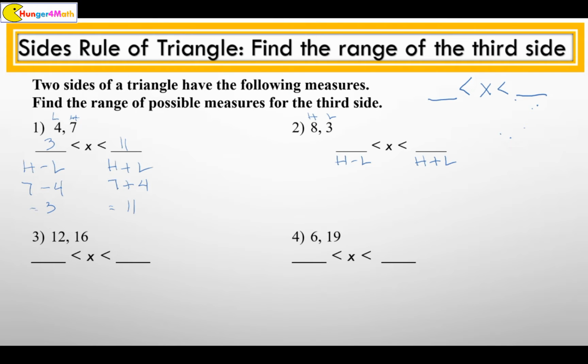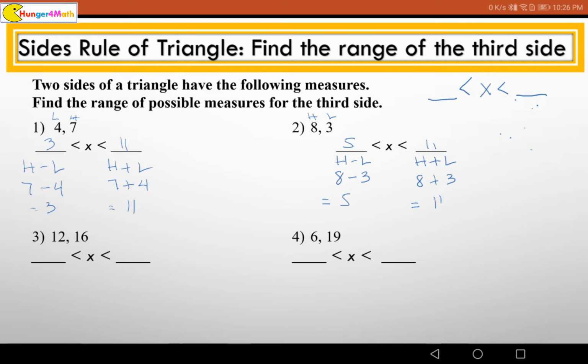Let's substitute. So here, 8 minus the lower number, 3, is equivalent to 5. And on the other side, higher is 8 plus the lower 3. So 8 plus 3, that is 11. So the numbers here are 5 and 11. So our answer will be x is less than 11 but greater than 5.